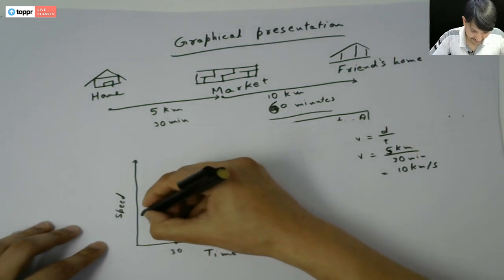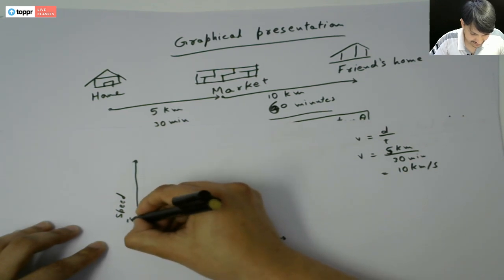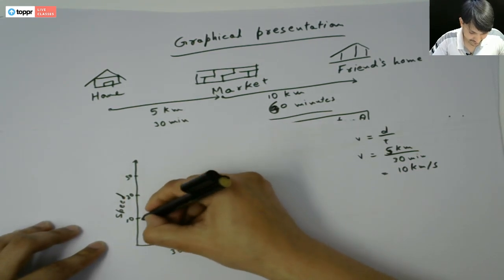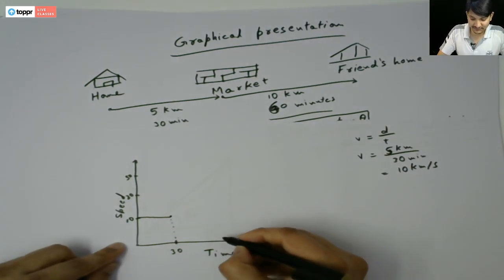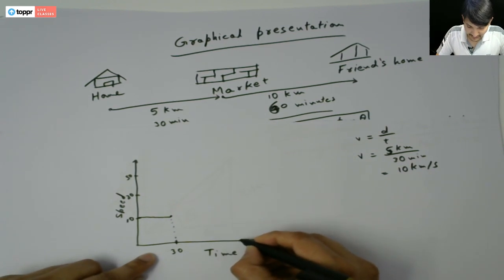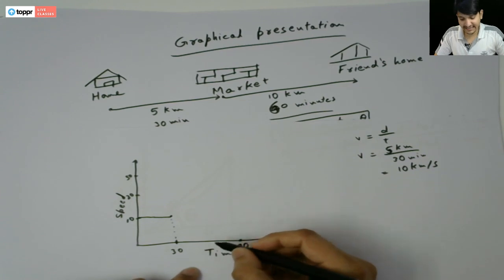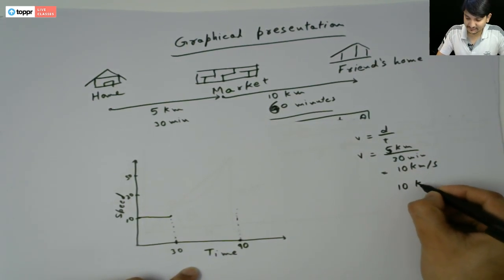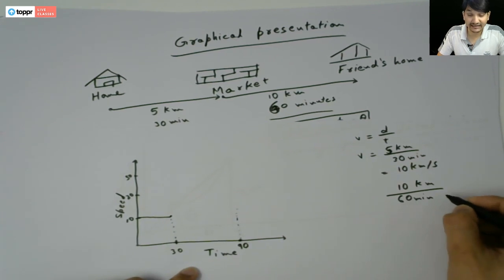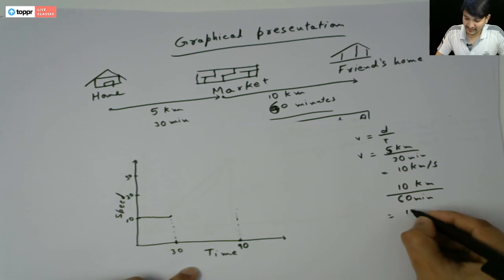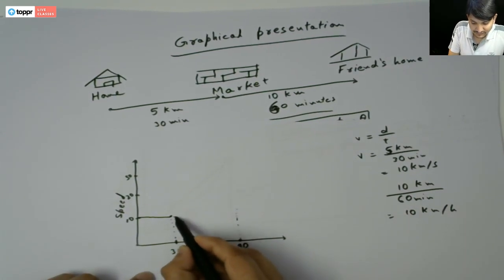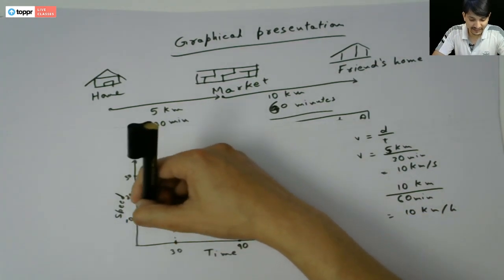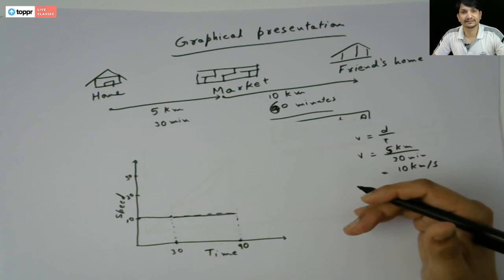So I would say for this duration, this is 10, 20, 30. The average speed has been 10 kilometers per hour. And for the next 60 minutes, again 10 kilometers has been covered in 60 minutes, that is 1 hour, or 10 kilometers divided by 1 hour, again we have 10 kilometers per hour. So our speed time graph becomes a straight line which is parallel to the x-axis.